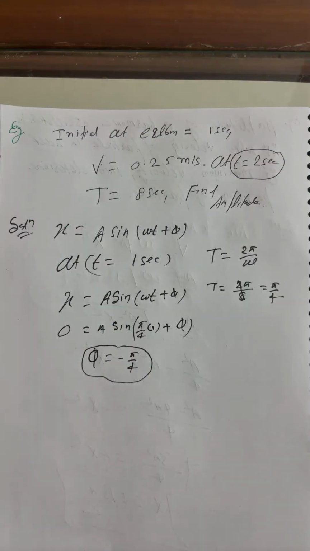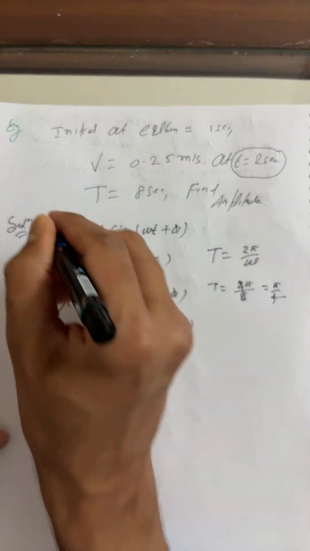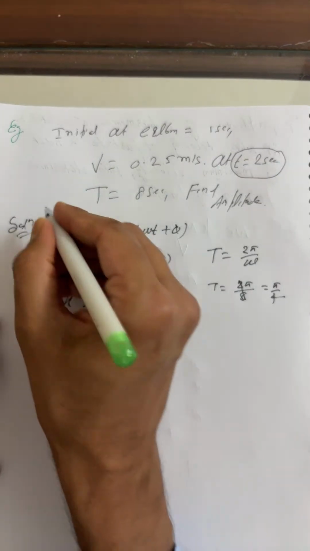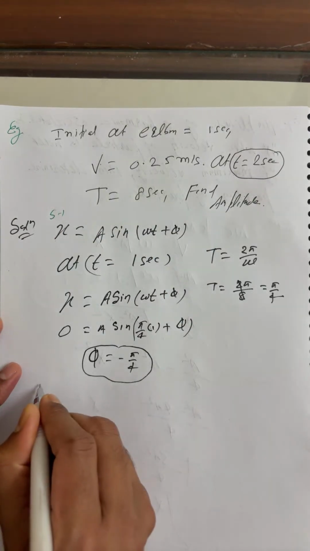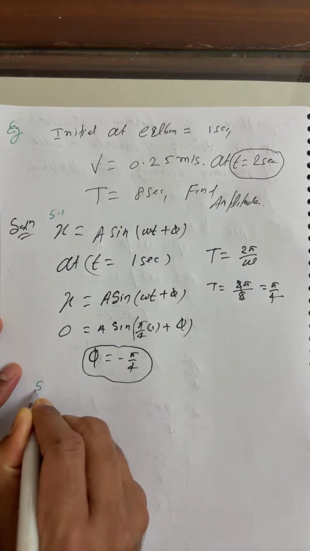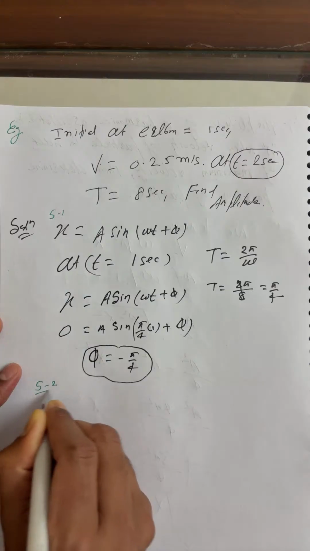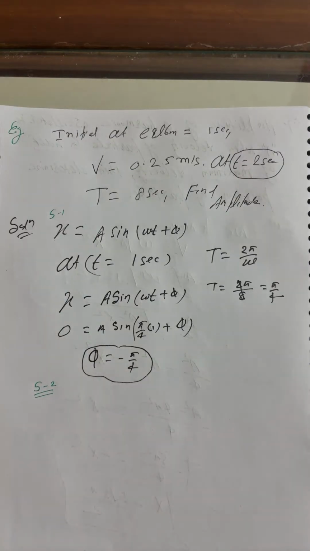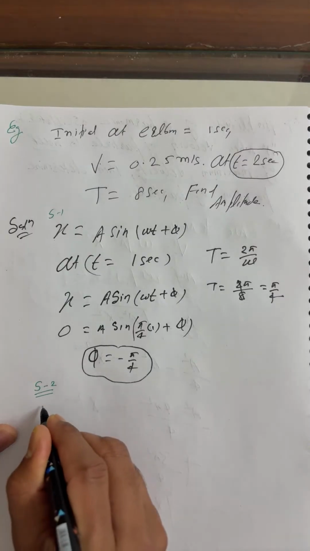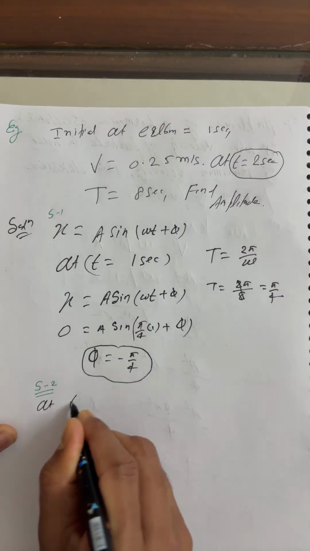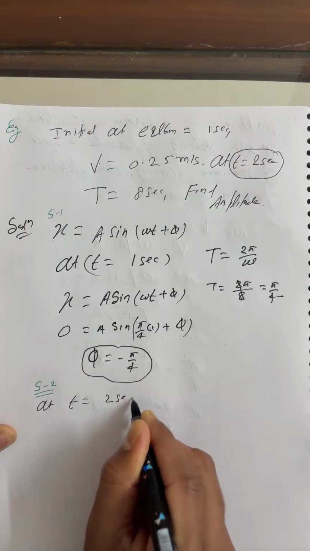Now, this is step one. Today no one is here for your competition, so you will get chocolate alone, or you have to call your friends. Now, this is step two. At t is equal to 2 seconds.